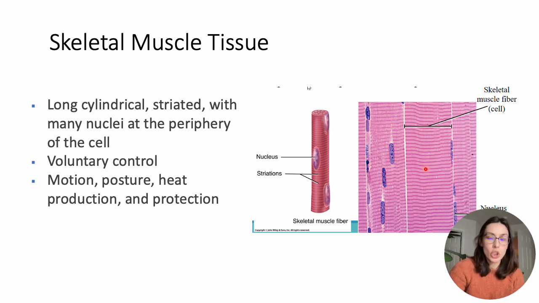So, skeletal muscle cells are long, cylindrical. They are striated. That's this dark light pattern. They have multiple nuclei smashed to the periphery of the cell. And these muscles are generally under voluntary control, used for motion, posture, heat production, like when you're shivering or when you're running on a cold day. And as I mentioned before, protection of your internal organs.